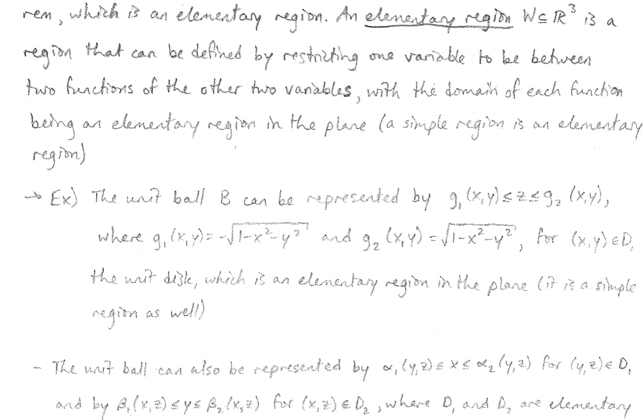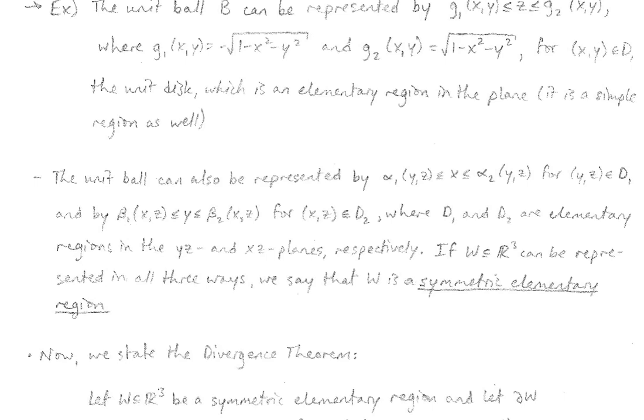Now, the unit ball, as well as many other regions, can also be represented by taking any variable, x and y as well, and having each of these be bounded by functions of the other two variables. I could take that same sphere of radius 1, and I can rewrite it so that x is bounded between two functions, alpha 1 and alpha 2, each of these being functions of y and z. And I could also take the y variable and make it so that y is bounded between two functions, beta 1 and beta 2, each of these functions being a function of x and z. And whether you have the x's bounded by alphas or the y's bounded by betas, you have a common domain between these bounding functions that are elementary regions in the yz and xz planes, respectively.